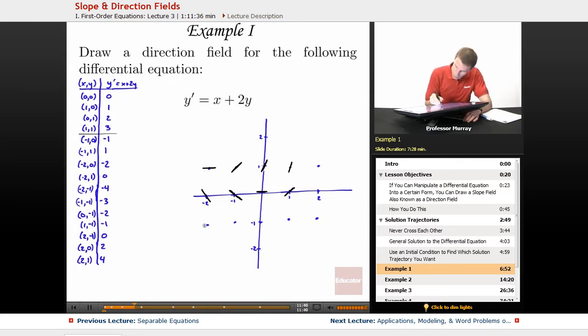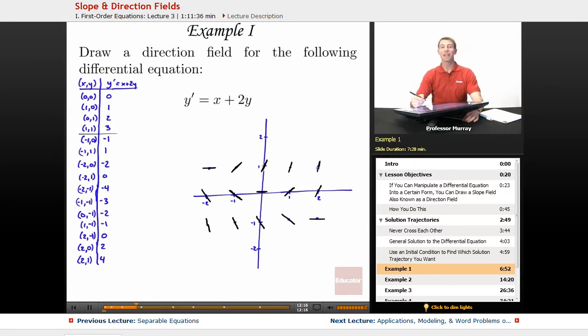Negative 2, negative 1 gives me a slope of negative 4, very steeply downhill. Negative 1, negative 1 gives me a slope of negative 3, still pretty steeply downhill. 0, negative 1 gives me a slope of negative 2. 1, negative 1 gives me a slope of negative 1, so it's not so steep anymore. And 2, negative 1 gives me a slope of 0, so that's horizontal. 2, 0 gives me a slope of 2, pretty steeply uphill now. And 2, 1 gives me a slope of 4, so very steeply uphill.